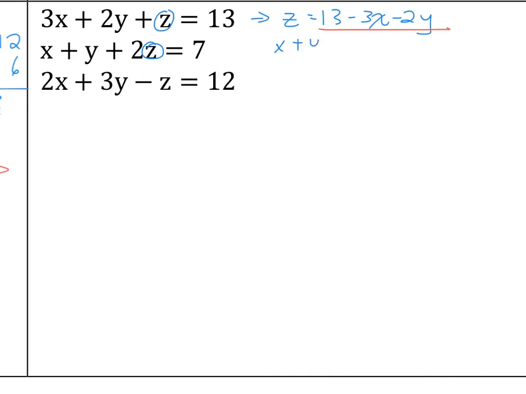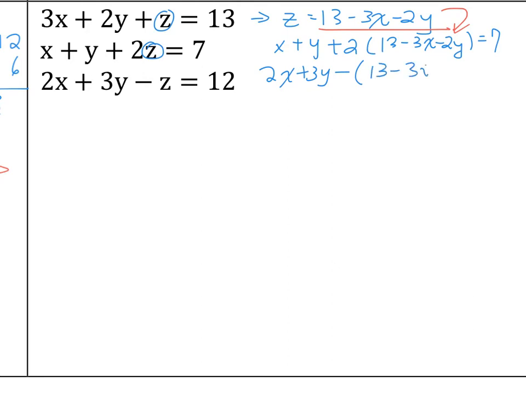X plus y plus 2, okay, 13 minus 3x minus 2y, and then that's equal to 7, so this comes from this part. And then the second one, same thing, 2x plus 3y, and then subtract, and I'm going to sub in 13 minus 3x minus 2y, because that's what z is, and that's equal to 12.